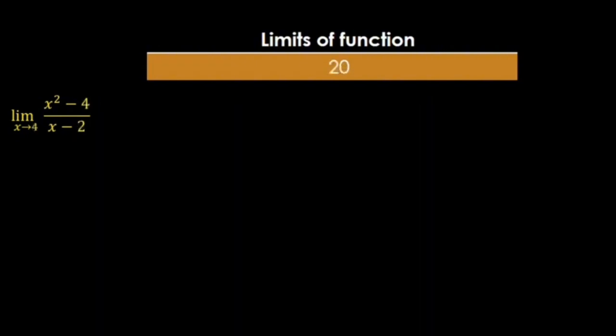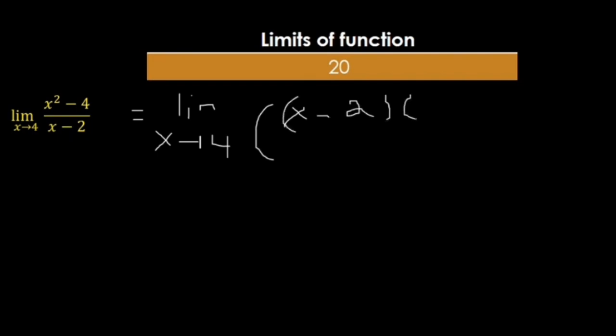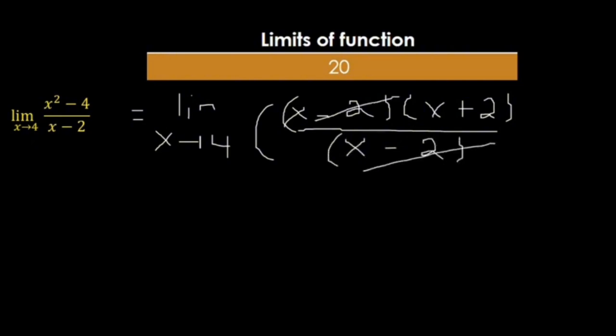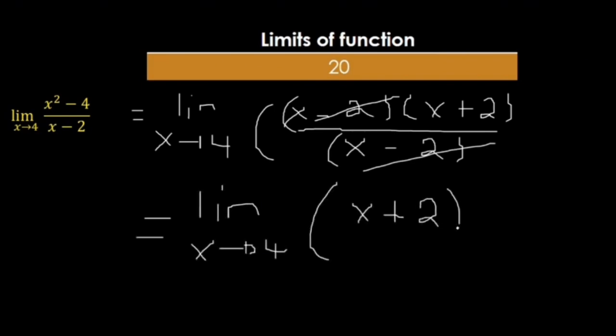Moving to the next question. There is x squared minus 4 all over x minus 2. You substitute directly, you have something undefined. There is limit as x tends to 4 of x minus 2 times x plus 2 all over x minus 2. And this is equals to that and that. This is equals to limit as x tends to 4 of x plus 2. This is equals to 6. And move to the next question.